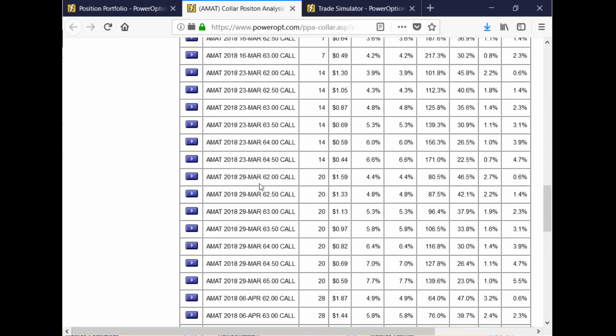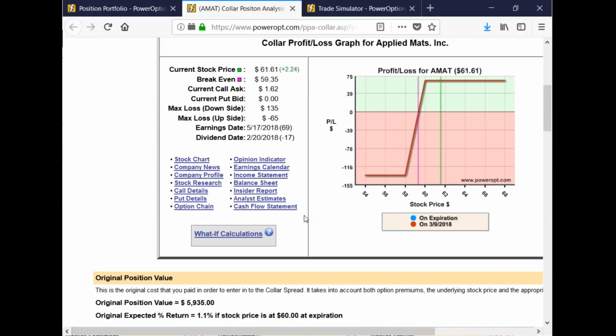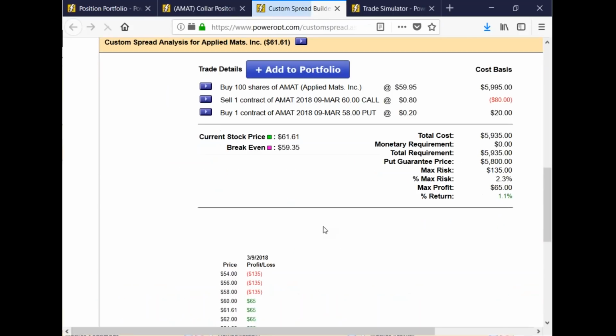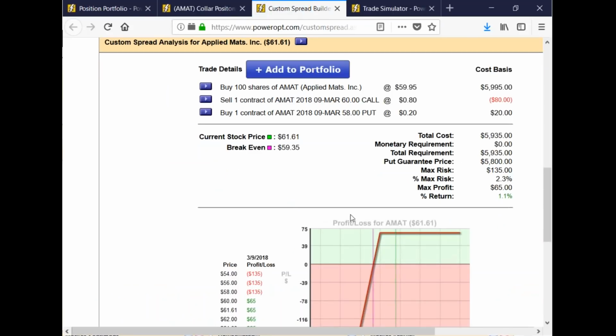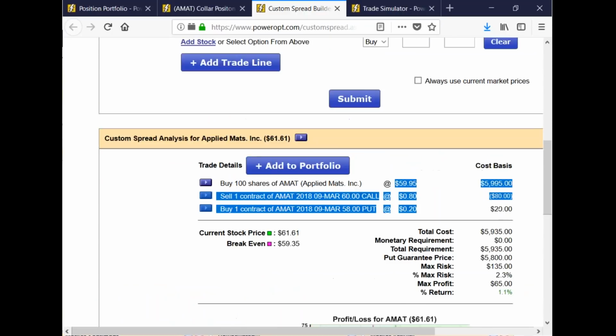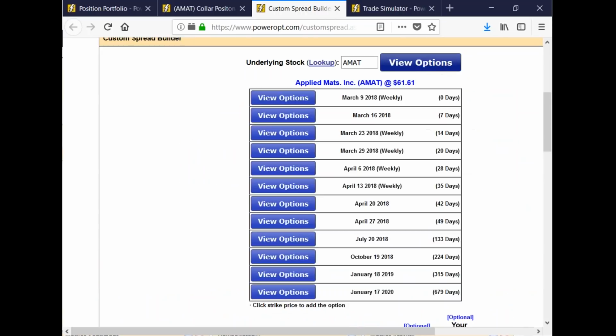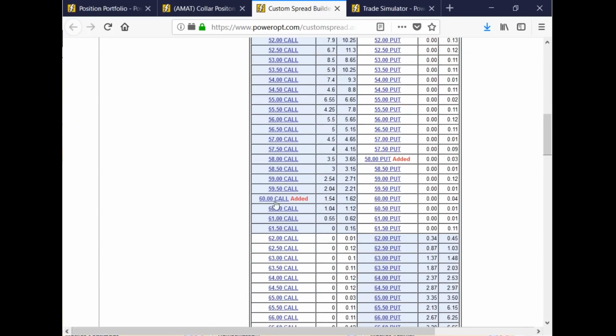What I'm going to do here, Paul, now that I've decided my target is going to be around this March 29th 62 call, I'm going to go right to the what if calculations feature. This just takes me to the profit and loss chart. I see my initial position here, okay? And what we're going to do now is simulate closing these legs out. So I have the March 9th already added, the 60 call, and the 58 put.